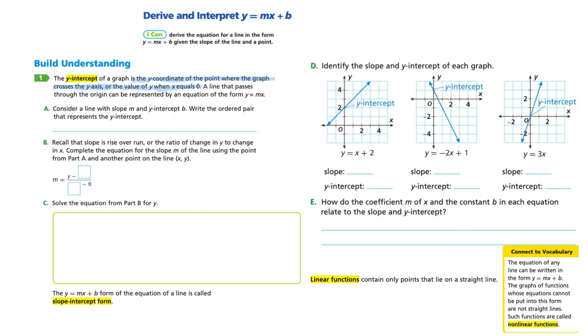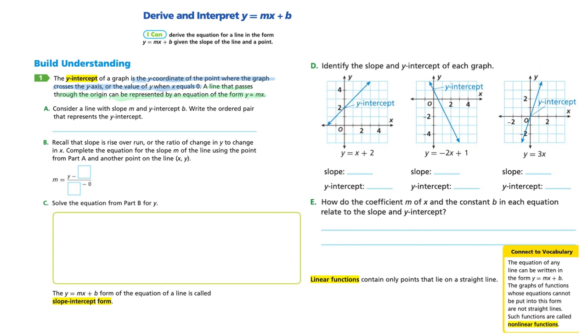A line, this is really important. So let's pick a different color. Let's do green. A line that passes through the origin can be represented by an equation in the form y equals mx. So that's a line that passes through the origin. That's really important. Can be represented by the equation in that form.